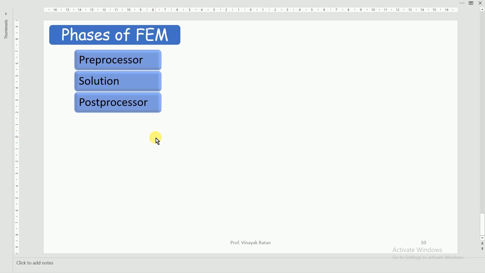Once we are satisfied with all those things, we'll move on to solution. Your system will solve the problem. Then in the postprocessor, if you want displacement, we'll view displacement. If you want stress, we'll view stress. If you want any plots, we'll view those plots. All those can be done. So these are nothing but the phases in FEM.